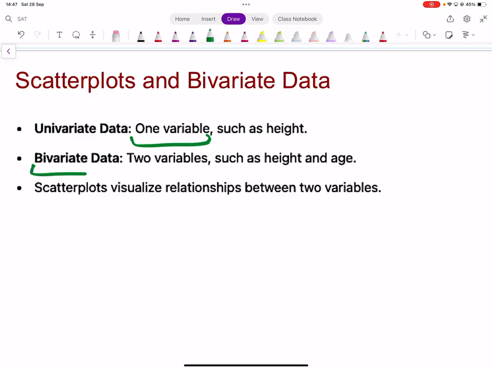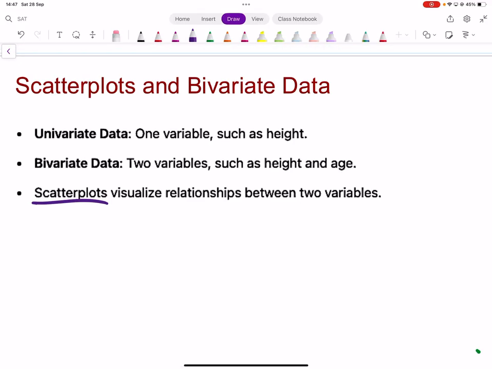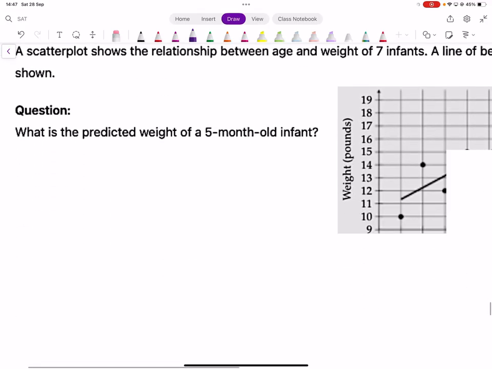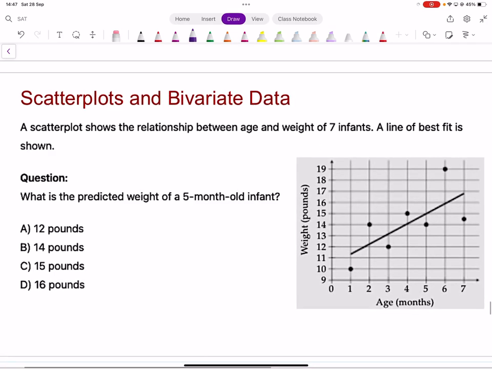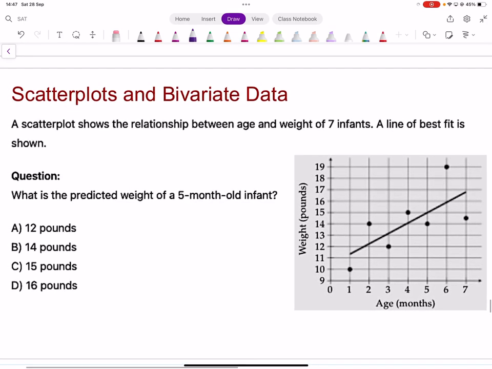If you have bivariate data, that means two variables in particular. Now, for two variables, you need two axes, right? One x-axis and one y-axis. A scatter plot is one possible visualization that shows you the relationship between two variables. Okay, scatter plot. This is what a scatter plot looks like.